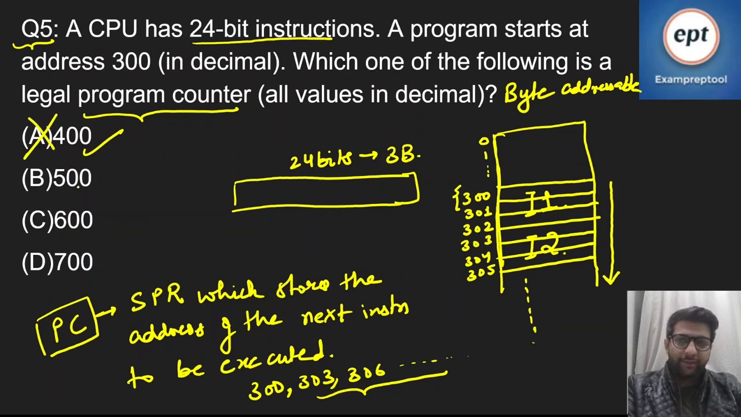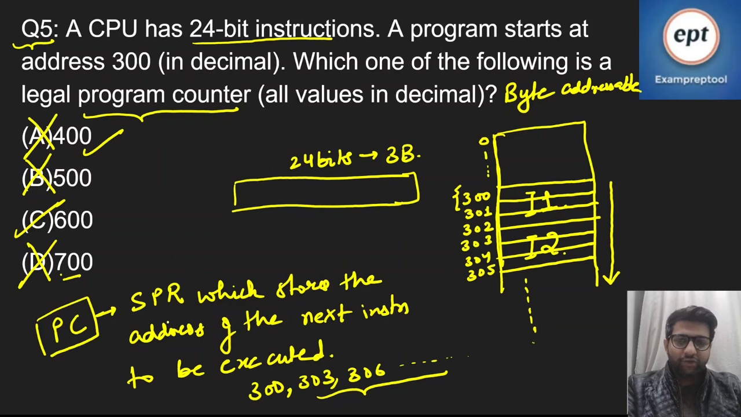Can 500 be a legal program counter value? No, again this is not a multiple of 3. Can 600 be a program counter value? Yes, because it is a multiple of 3 starting from 300, right? And this will be a static address of the instruction, right? Can 700 be a legal program counter value? Again, no, because this is not a multiple of 3, right?